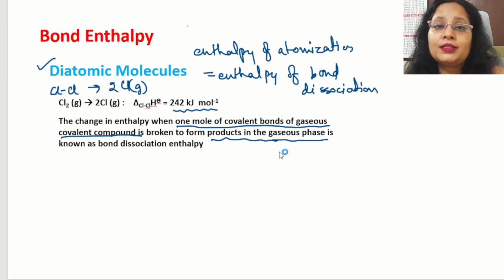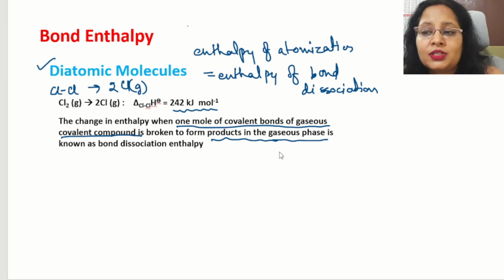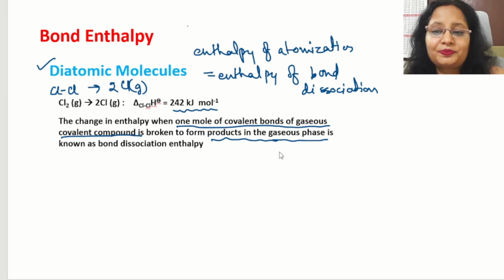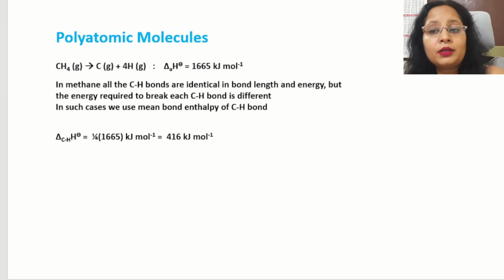Here the chlorine molecule has a covalent bond, and it breaks and gives 2 chlorine atoms. So here bond dissociation happens. So enthalpy of atomization in this case is also known as bond dissociation enthalpy. This is clear? Now come to the next part, that is bond enthalpy of polyatomic molecules.